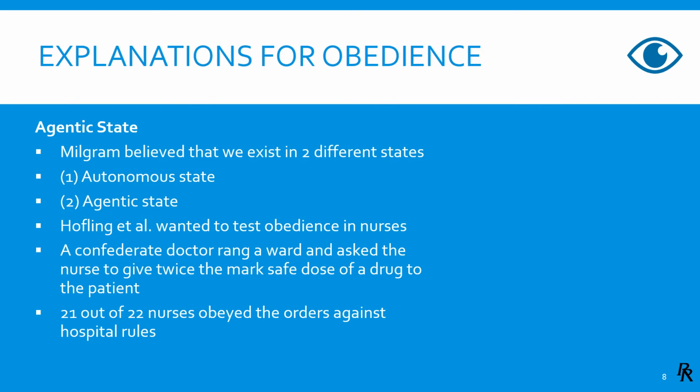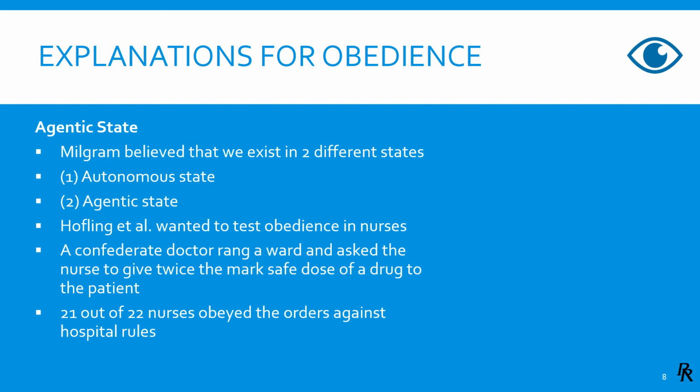Hofling used the hospital hierarchy to test obedience in nurses. A confederate doctor rang a ward and asked the nurse to give twice the marked safe dose of an unknown drug to a patient. 21 out of 22 of those nurses obeyed the orders against hospital rules. When a control group of 22 nurses were asked what they would have done, they denied they would have acted without proper authorization in writing. Hofling concluded that power hierarchy in hospitals was a bigger influence on nurses than following hospital rules.